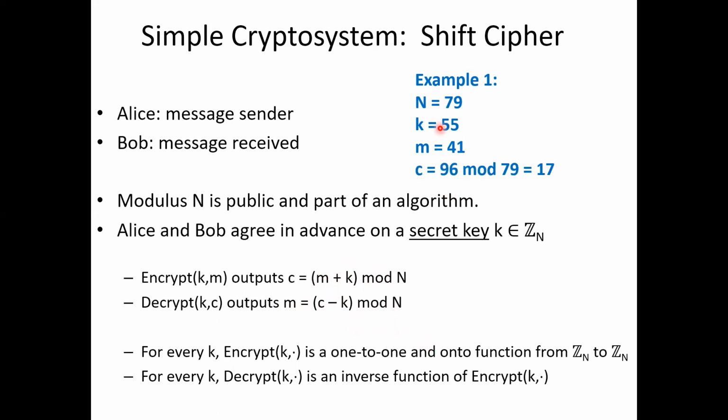So in this case, if k is 55 and message is 41, I add, so I get 96, but because I do mod 79, this is 17. And if I decrypt, you can check that 17 minus 55 mod 79 is 41, right? Of course, you cannot do this in memory, but it will be.